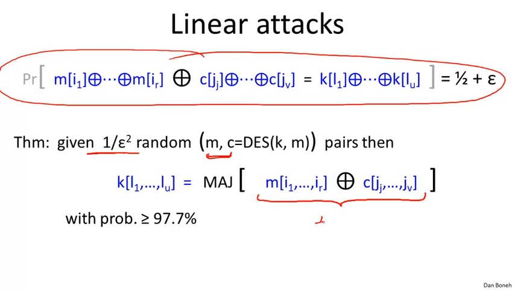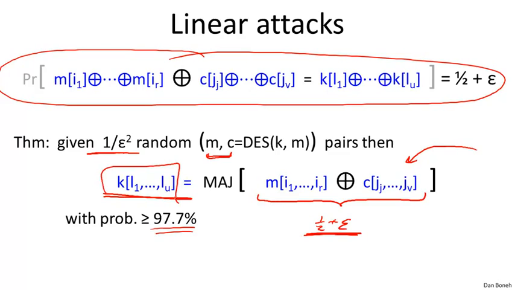You know that for half plus epsilon of these values, these things will be equal to an XOR of the key bits. So if you take the majority over all the values you've computed, it's not so difficult to see that you'll get the correct prediction for the XOR of the key bits with probability 97.7%. In other words, if this relation happens to be correct more than half the time, then the majority will be right. And because there's an epsilon bias, the probability that you will be correct more than half the time is in fact 97.7%, in which case the majority will give you the correct XOR of the key bits. Okay, so this is kind of cool.